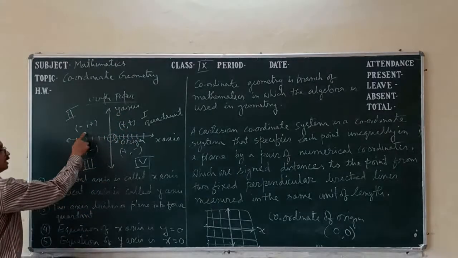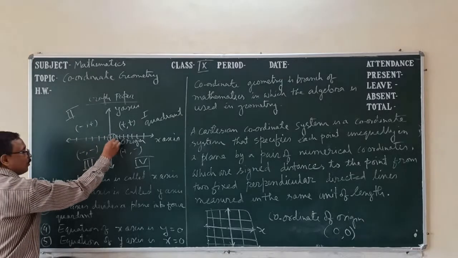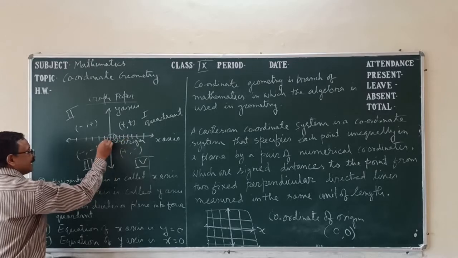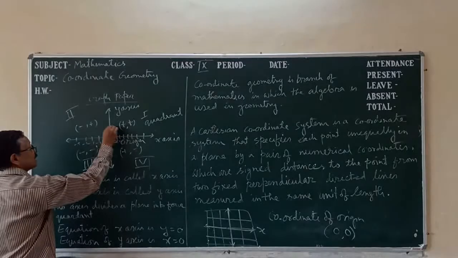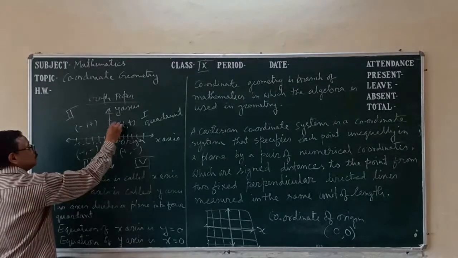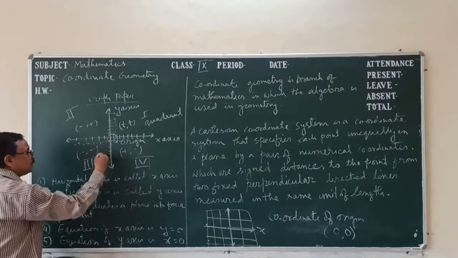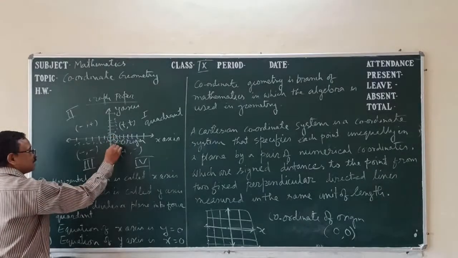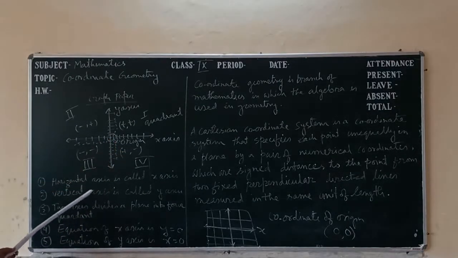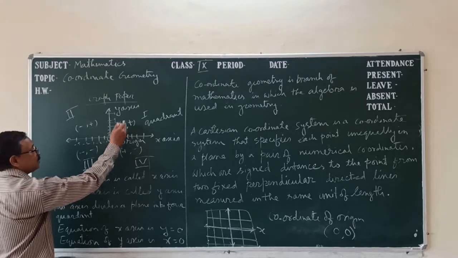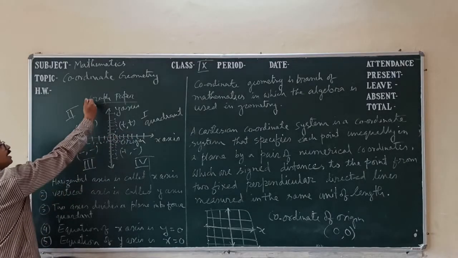In the second quadrant, if we come here, x is negative, because on the x-axis this is 1, 2, 3, 4, 5, 6, and this is minus 1, minus 2, minus 3, minus 4, minus 5. On the y-axis, this is 1, 2, 3, 4, 5 positive, and on the other side y is negative: minus 1, minus 2, minus 3 and so on. Here in the first quadrant x is positive, y is positive. Here in the second quadrant x is negative, because the x direction is negative, but the y direction is upside.